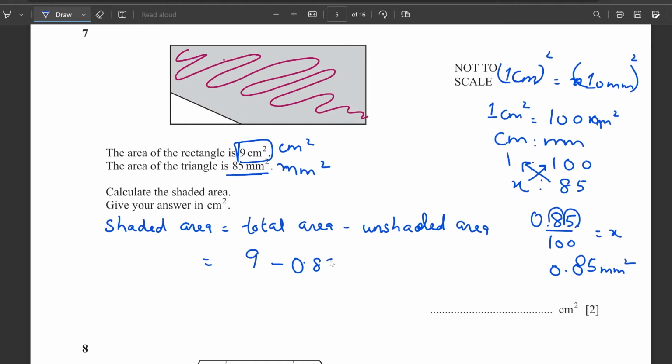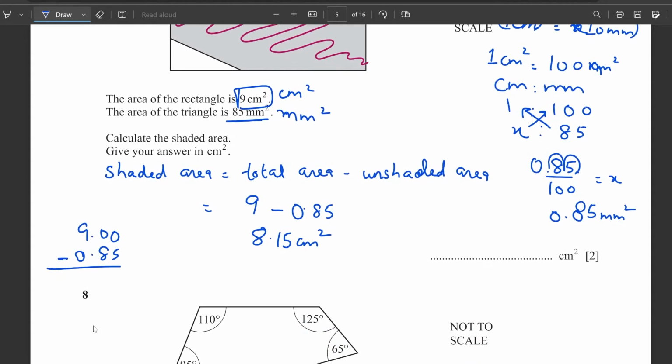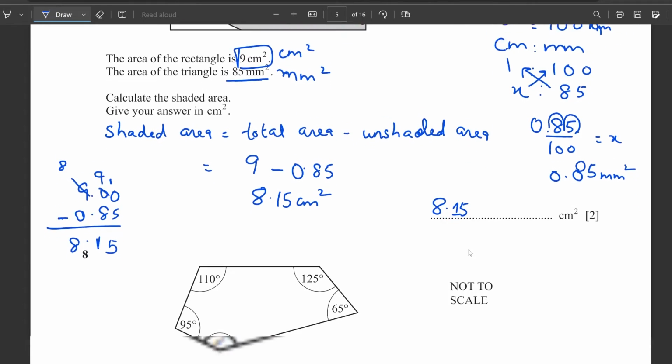Minus 0.85. You subtract them and you're going to get 8.15 centimeter square. Now how did I subtract it? 9.00 minus 0.85. The bigger entity is always at the top, the smaller is at the bottom. You should know this by now. Here we're going to write 8, here we're going to make 10, which is then going to cancel out and become 9, and here it's going to be 10. You put 5 over here, 9, you put 1 over here, and then here you put 8. So 8.15 is your answer. Simple as that.